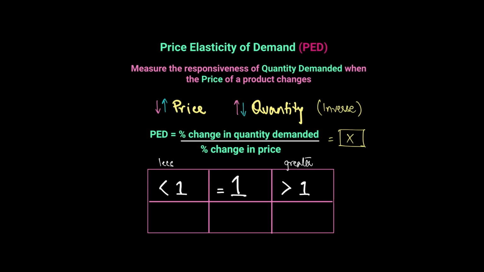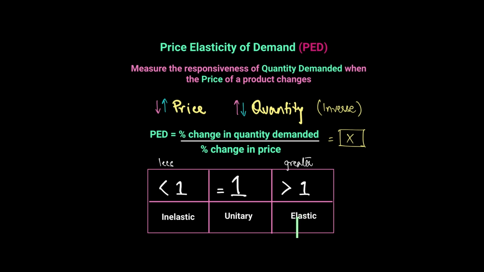If your answer is equal to 1, we call that unitary elastic. And if your answer is greater than 1, we call it elastic, starting with an E. And if it's less than 1, we would call it inelastic. Now, each of these categories have a meaning. They tell the company something very special when they figure out these numbers.